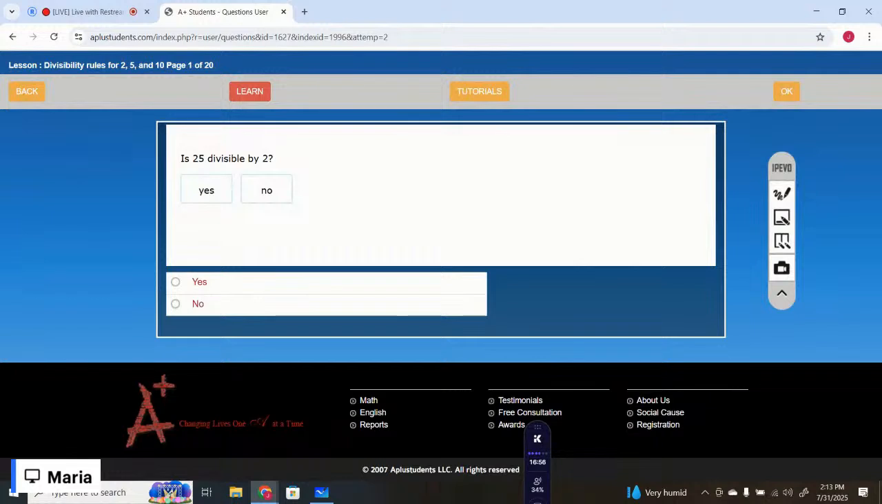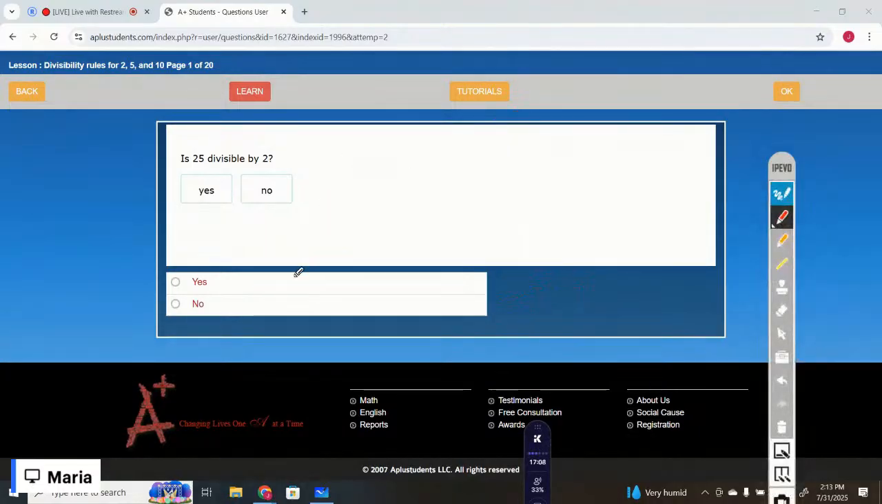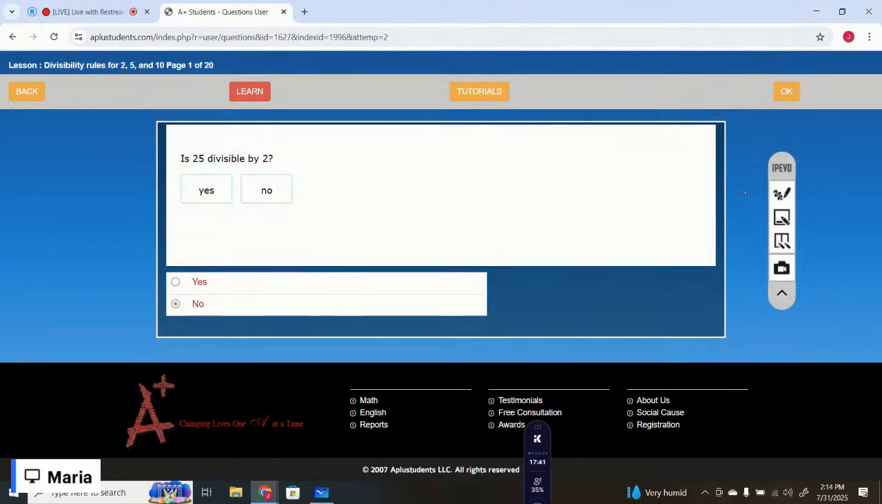Is 25 divisible by 2? 25 is not divisible by 2, so the option is no, because the divisibility rule for 2 is the ones digit must be 0, 2, 4, 6, or 8. So the rule is the number is divisible by 2 if the ones digit is either 0, 2, 4, 6, or 8. So the correct option is no, the number is not divisible by 2.